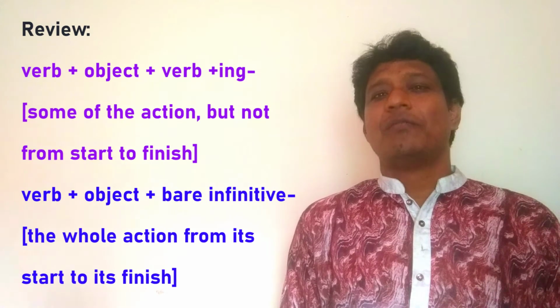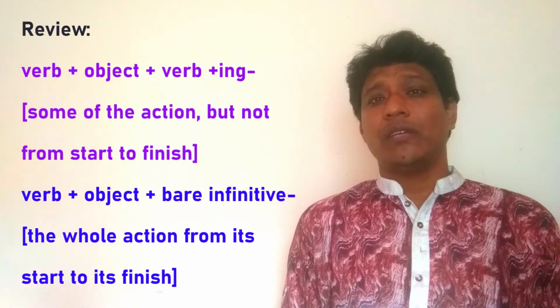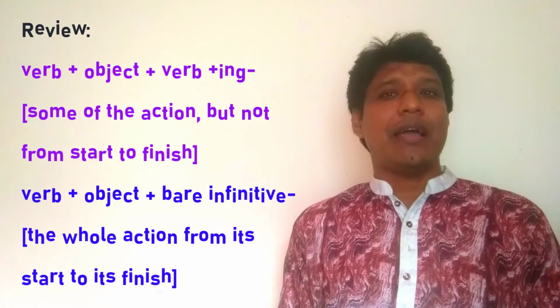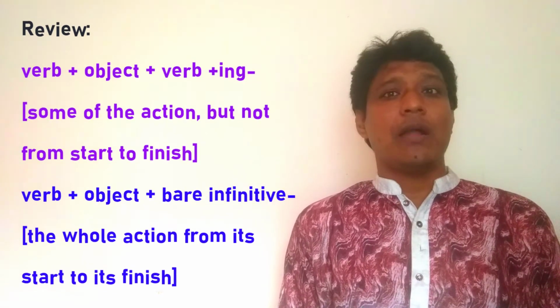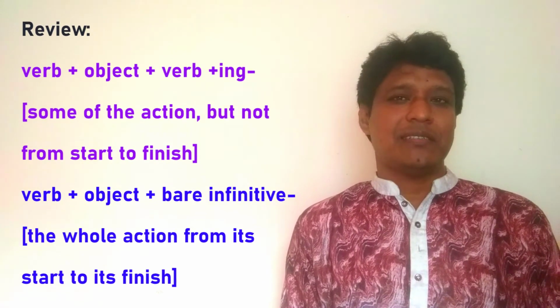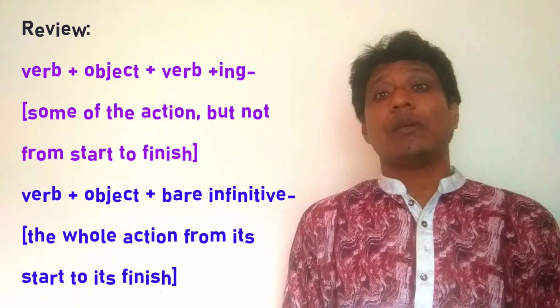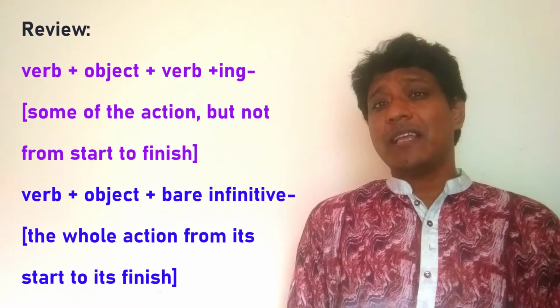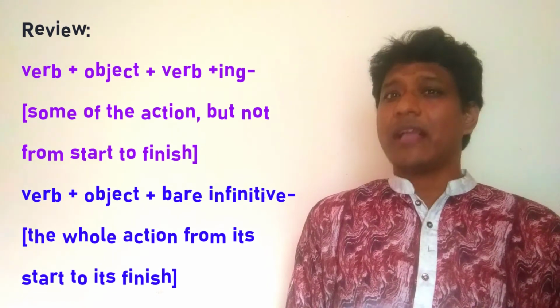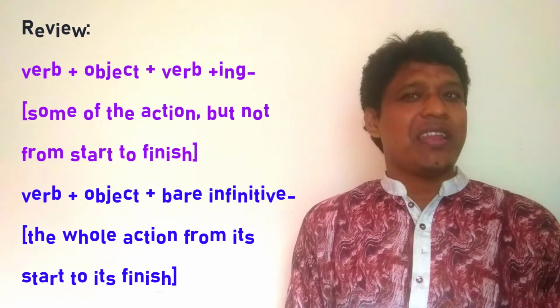Let's have a review on the discussion. If we get verb plus object plus verb ing form, then the sense will indicate some of the action but not from start to finish. But if we get verb plus object plus bare infinitive form, then the sense will indicate the whole action from its start to its finish. Now we are going to describe a picture and then it's your turn to do the same.